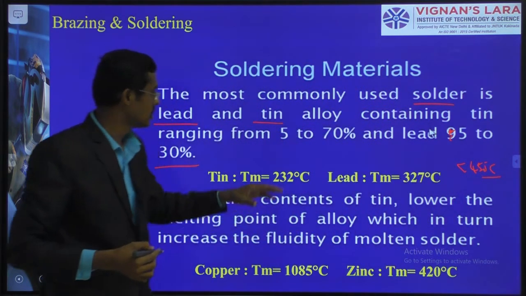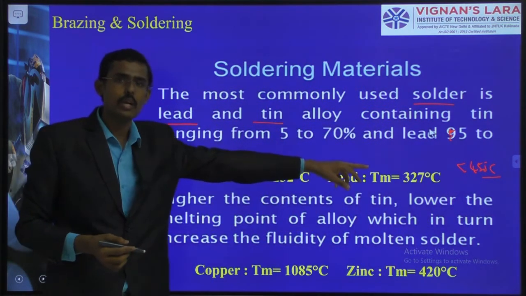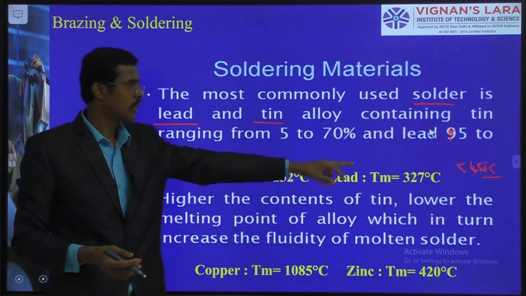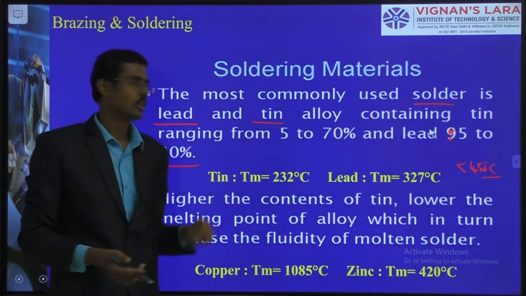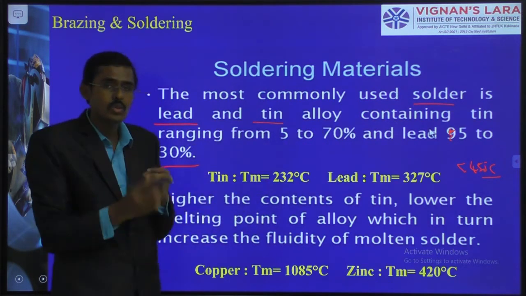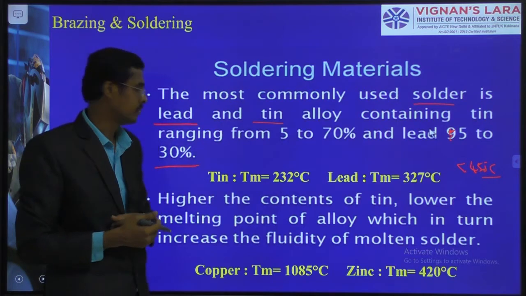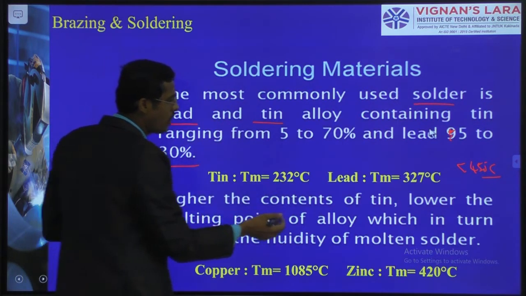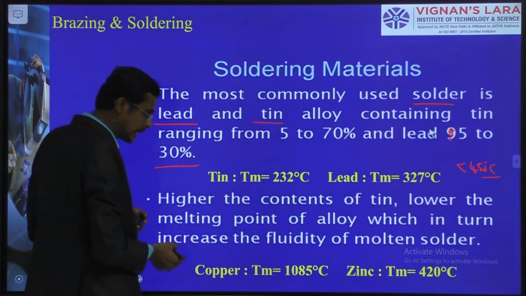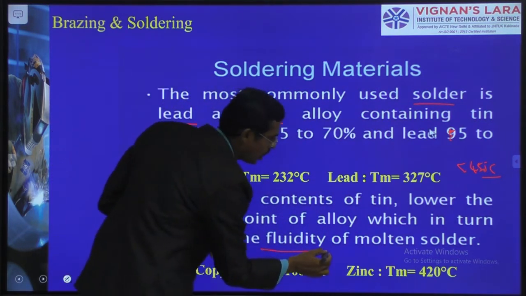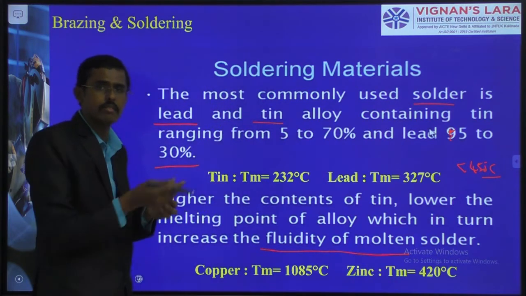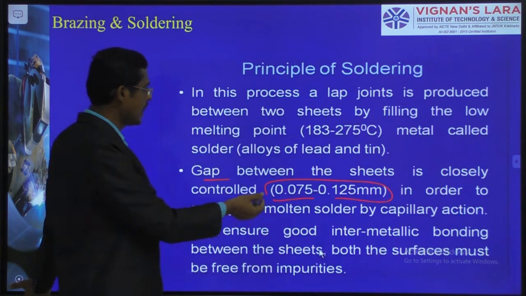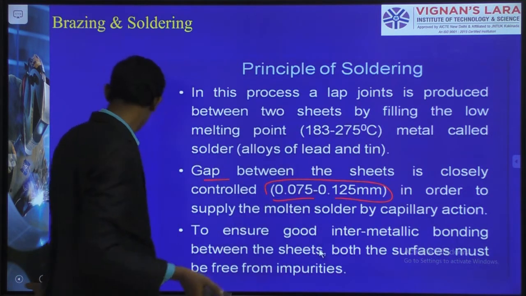Therefore, in this entire process, we melt the filler wire, the soldering wire, and then the capillary action takes place. So, with less than 450, the joining is completed. This tin and lead wire is used as a soldering material. A higher tin content lowers the melting point of the alloy and increases the fluidity of the molten material. When it is melted, it gets fluidity, then it can flow in the gap of 0.075 to 0.1 mm. Therefore, it is able to flow easily.